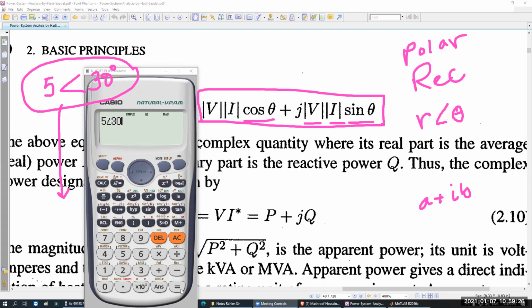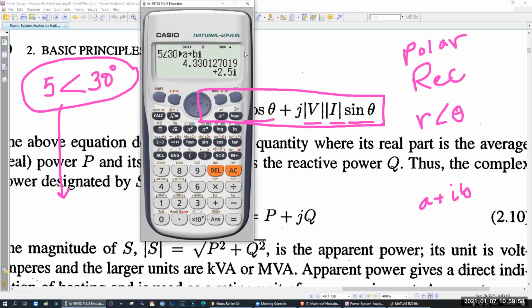Okay, 5 angle 30. Shift, complex is number 2. So I'm going to convert that to what? A plus bi, right? That means it is in polar, and I'm going to convert this into rectangular. If I click, you will see 4.33. Can you see that? 4.33 plus 2.5i, right? This is the answer, right?